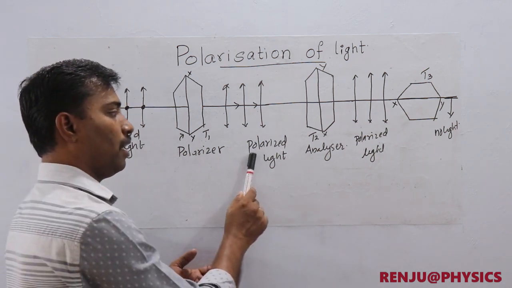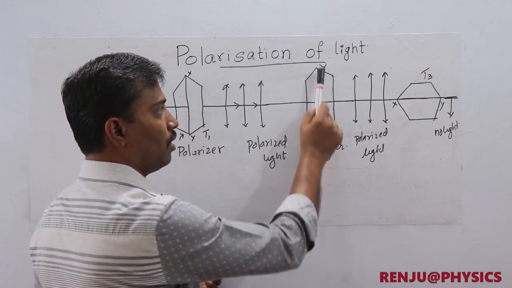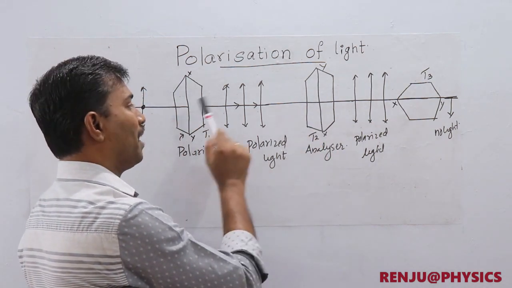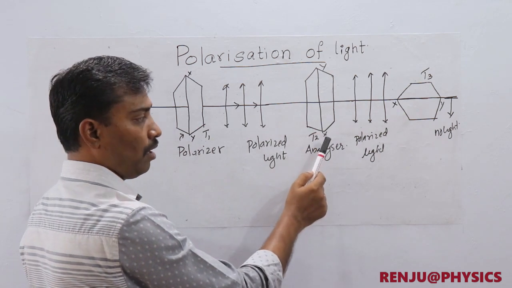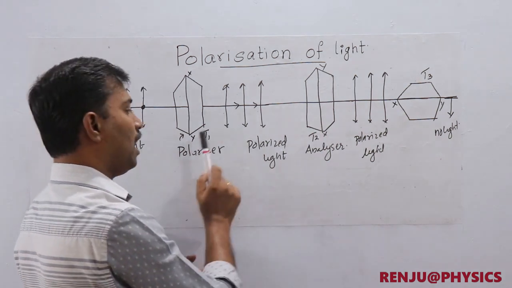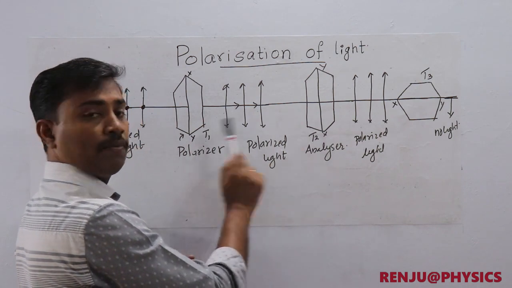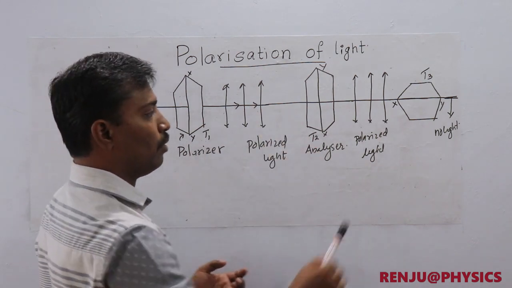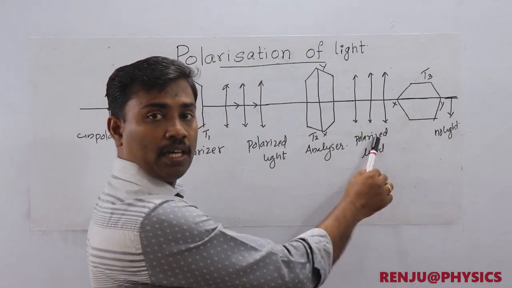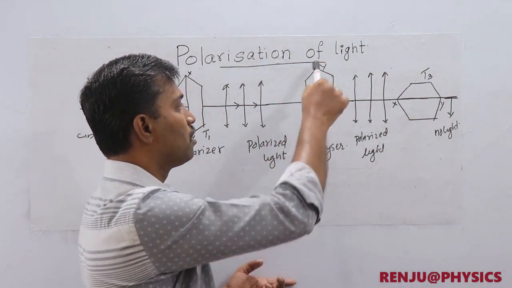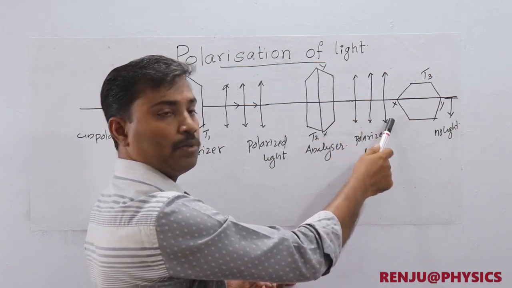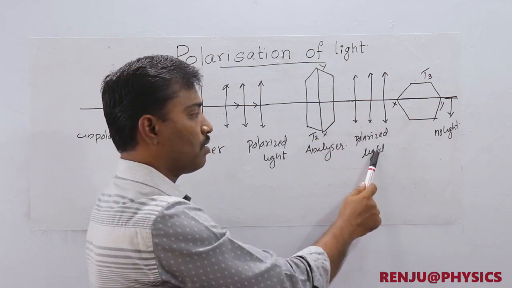And this polarized light is again passed through another crystal. Here both the axes are parallel to each other, the crystallographic axes of T1 and T2. T1 and T2 are the crystals. Both are parallel, so we get polarized light. Here the vibrations are parallel to the crystallographic axis of T2, so we get the output. So we get polarized light.